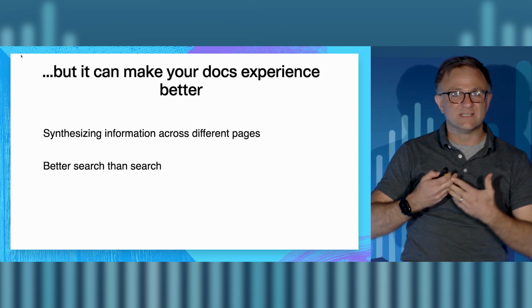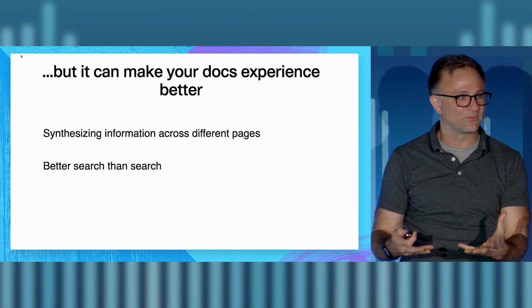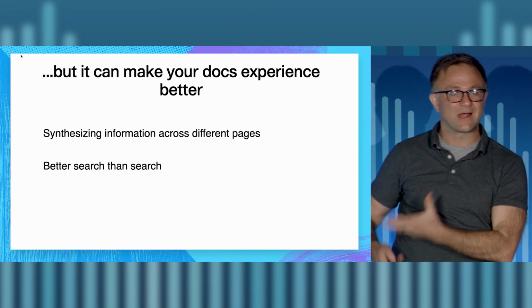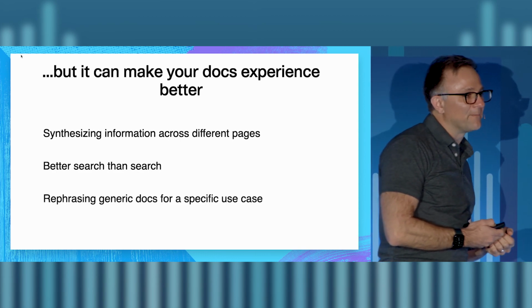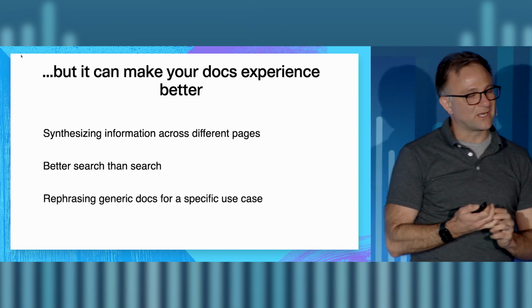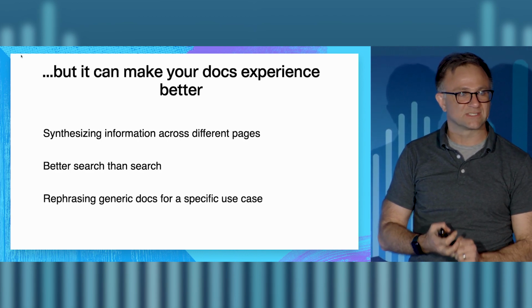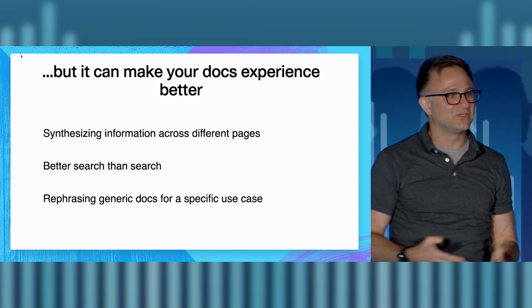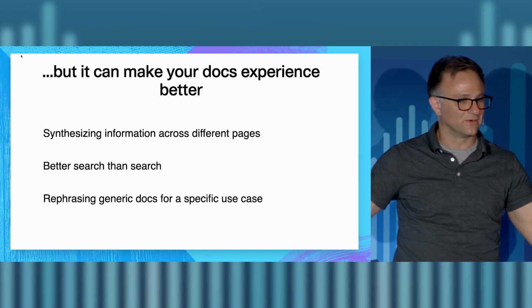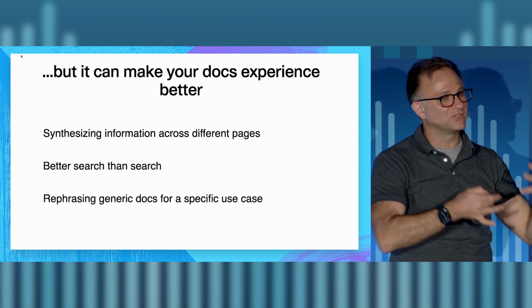If your user doesn't know the technical term of the thing that will solve their problem, but they can still describe their problem, a chatbot is often very good at saying, oh, you probably want this. I think it's really good at rephrasing generic docs for a specific use case. Developers would love it if the documentation was just like, hey, here's how to build this exact thing that you're looking to build. It's hard to do that when you're trying to create documentation for all of your developers. But a chatbot does do a good job at trying to rephrase your documentation for a specific use case, which is nice.